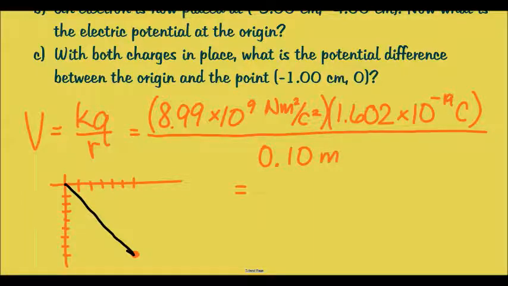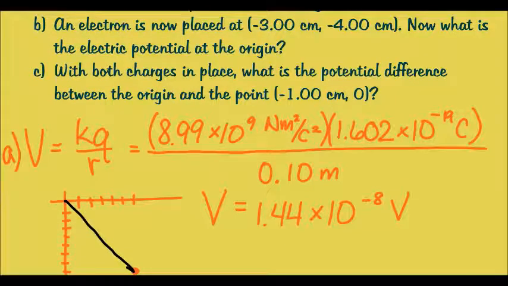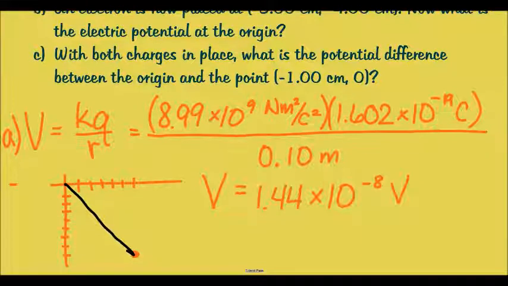When I plug these numbers into a calculator, I find that the electric potential at the origin due to this proton is 1.44 times 10 to the -8 volts. That's part A. Part B says that we've now placed an electron in the same scenario. It's at (-3, -4). So here's where my electron is located. I'll label them so we remember which is which.